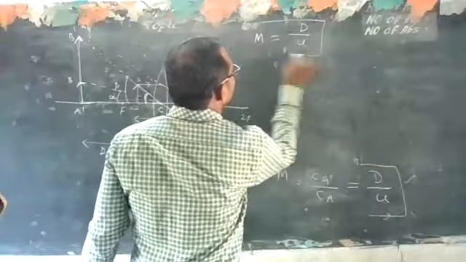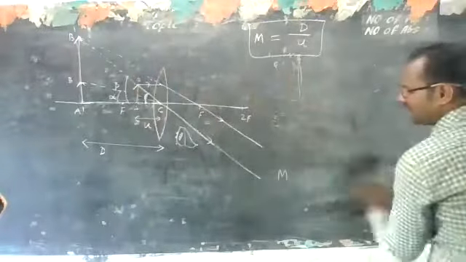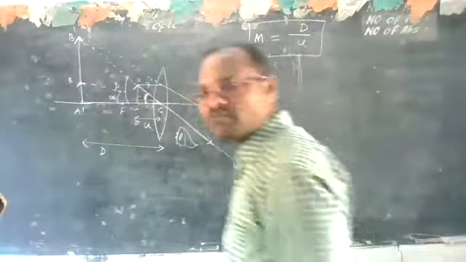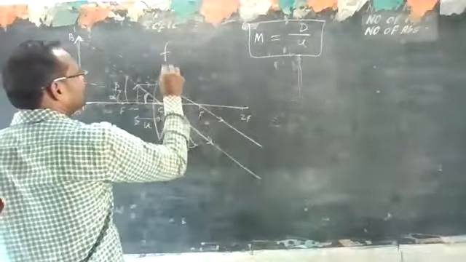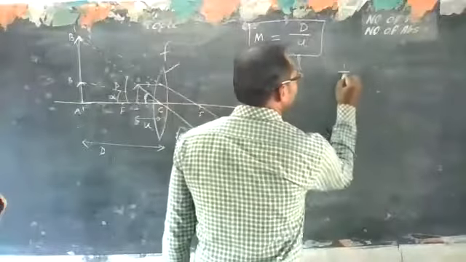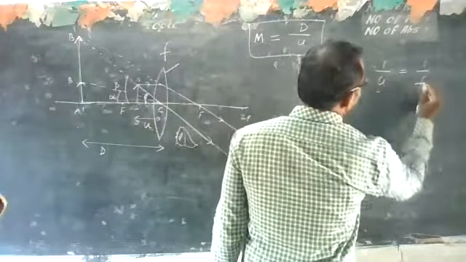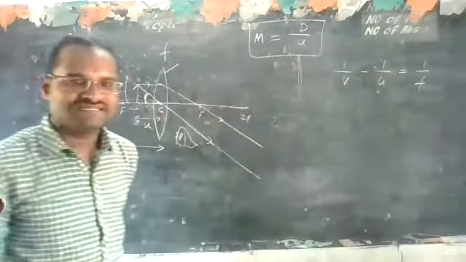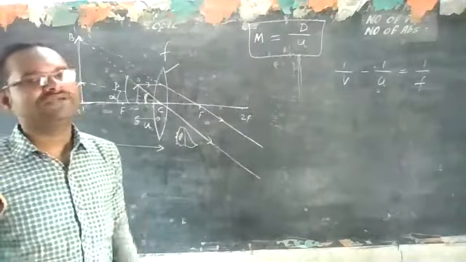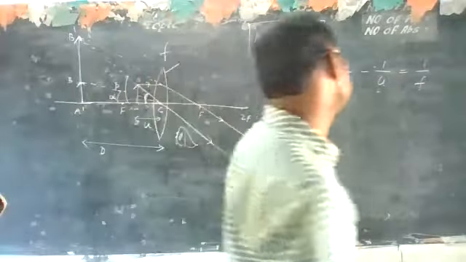Okay, sir, no problem, but the U value is unknown. If the U value is given in the problem, we can find the answer very easily. But they won't give you the U value. They will give you the focal length of this lens. Then what to do? The formula is 1 by v minus 1 by u is equal to 1 by f. Correct? Now, I want D by U, no?